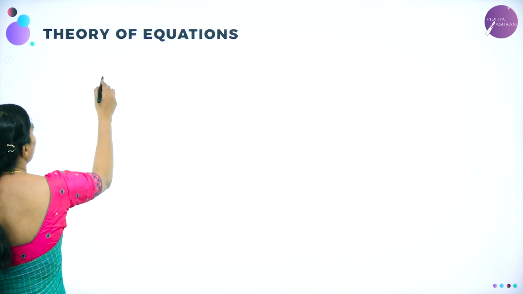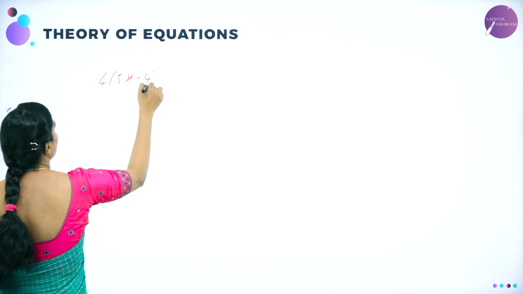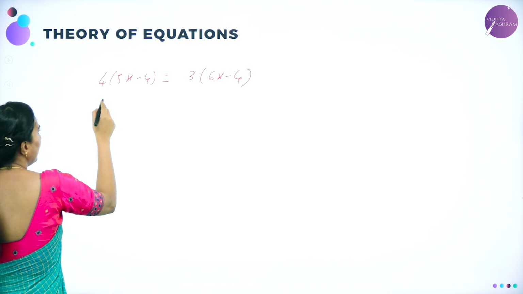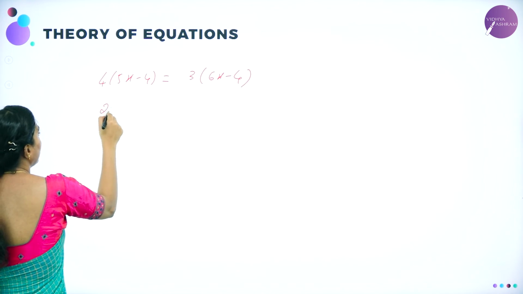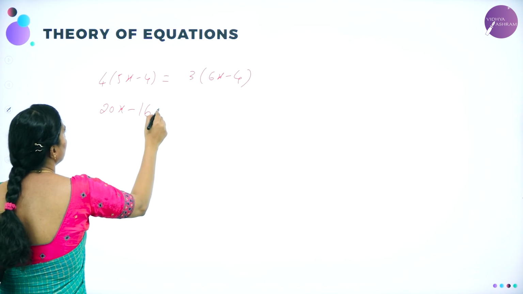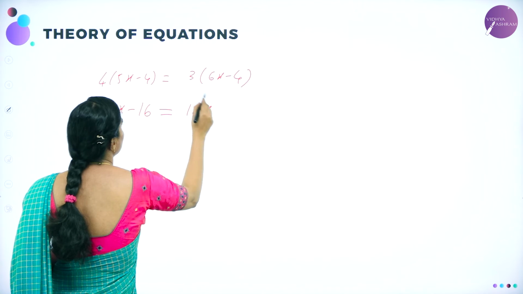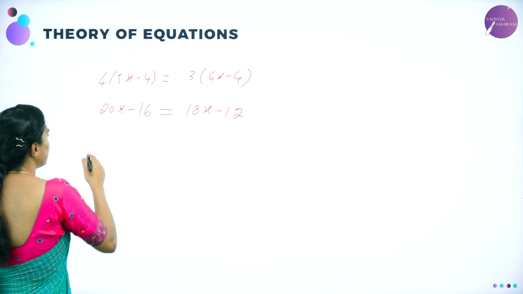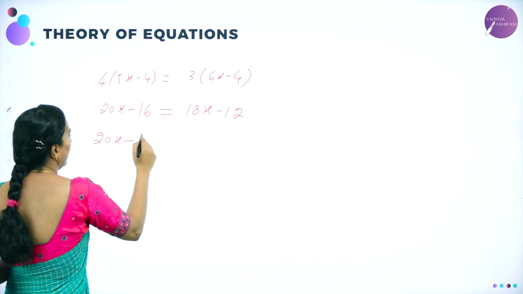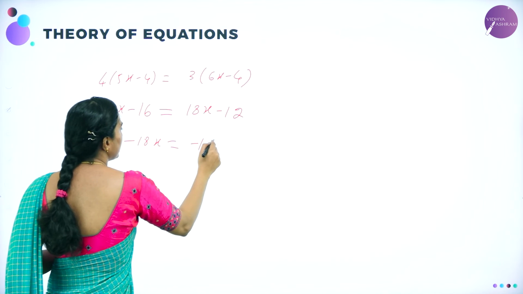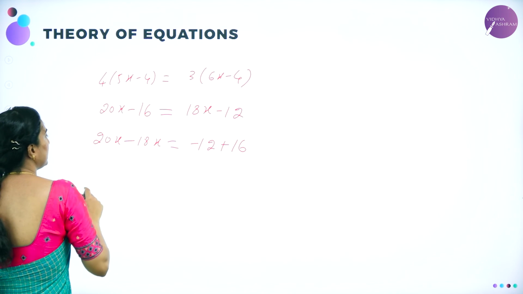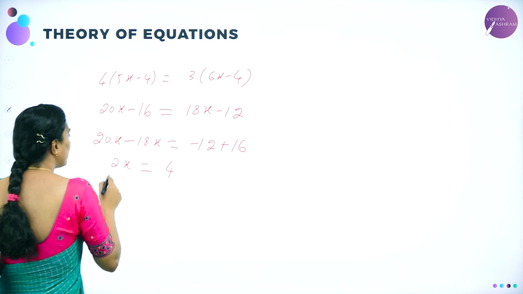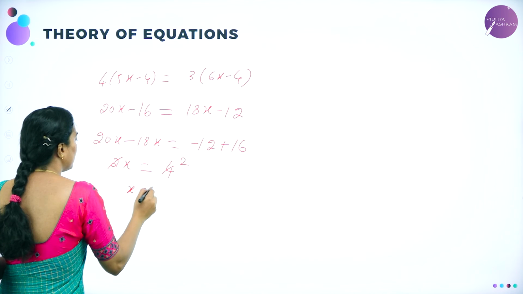So therefore 4 into (5x minus 4) is equal to 3 into (6x minus 4), which is 4 fives are 20x minus 4 fours are 16 is equal to 3 sixes are 18x, 3 fours are 12. Taking all the x terms to one side and constant terms to the other side, 20x minus 18x is equal to minus 12 plus 16. Now 20x minus 18x is 2x, and minus 12 plus 16 is nothing but 4. So 2x is 4, x will be equal to 2.